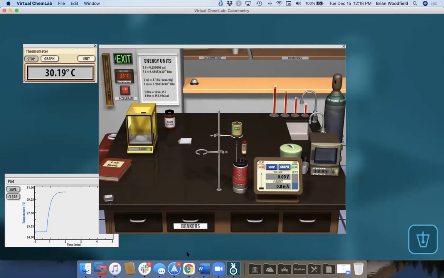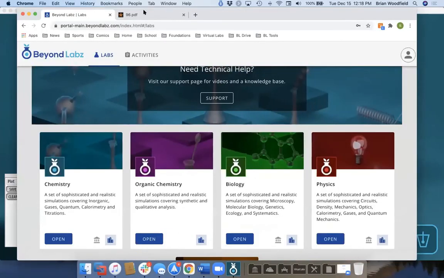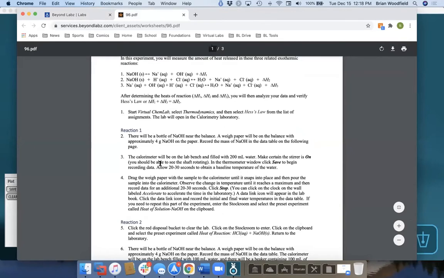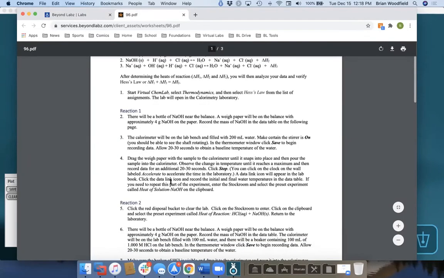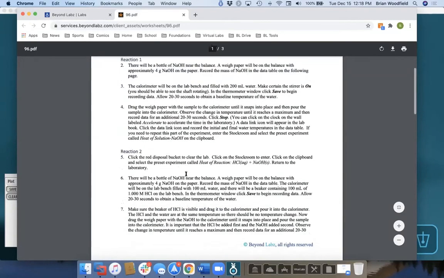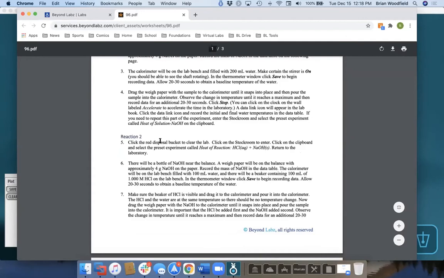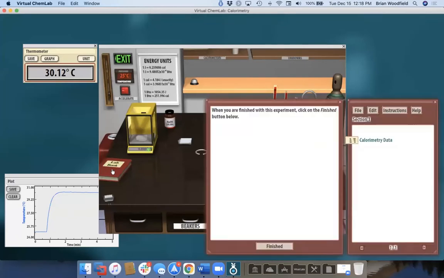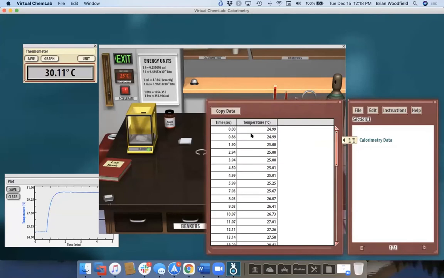And then the instructions. They come back here, and the content here tells them everything that they're supposed to do. Drag the weight paper, and then save this data, and then they'll do reaction two. Click on the red disposal bucket. Clear the lab. Click on the clipboard and select heat of reaction, HCl and NaOH. So they would click stop. Here they've saved this data in this lab book, which they can copy to analyze.